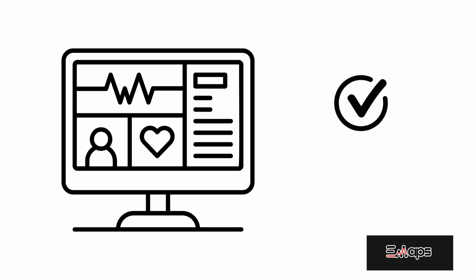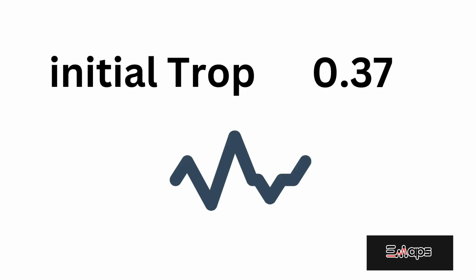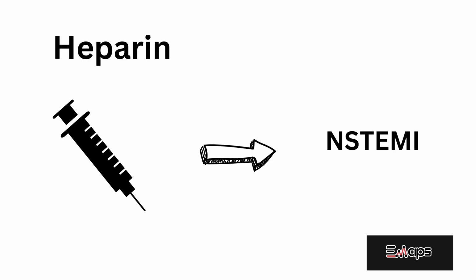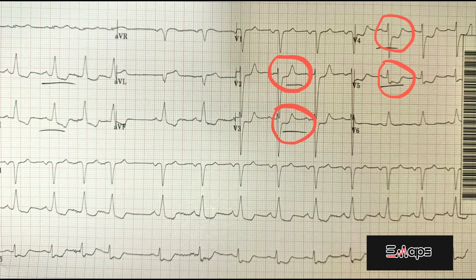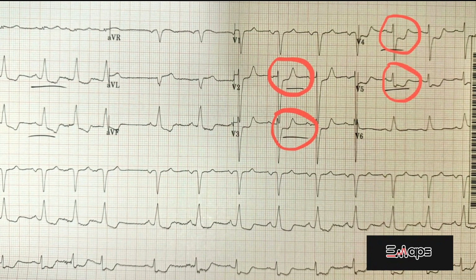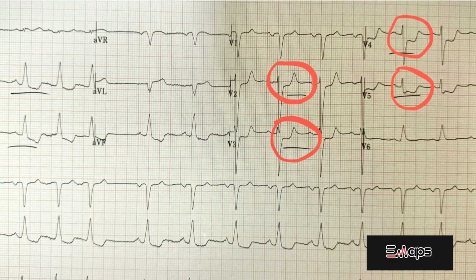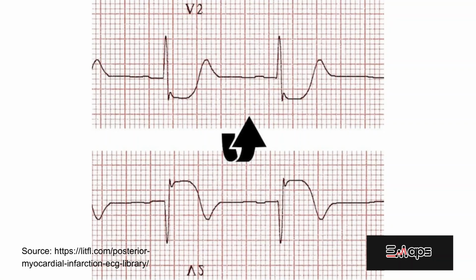His vital signs were okay, but he still looked uncomfortable. His initial troponin came back elevated at 0.37, and he was started on heparin for NSTEMI. We repeated his EKG, which now showed dynamic changes with worsening horizontal ST segment depressions, mainly in V2 and V3. That was concerning for a posterior MI.